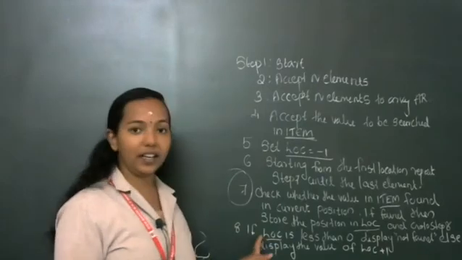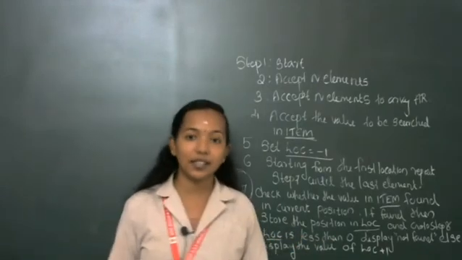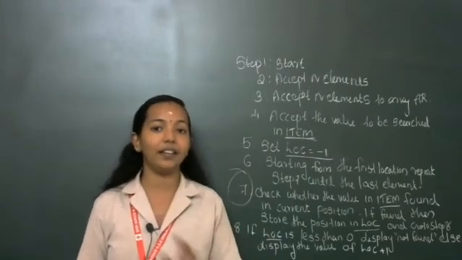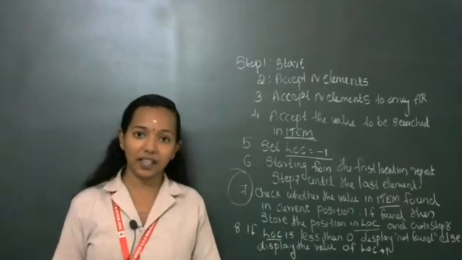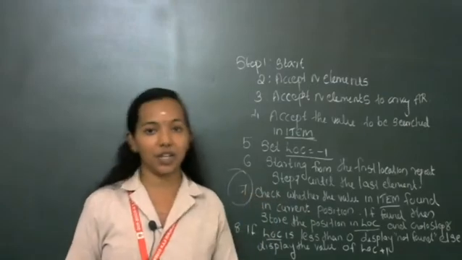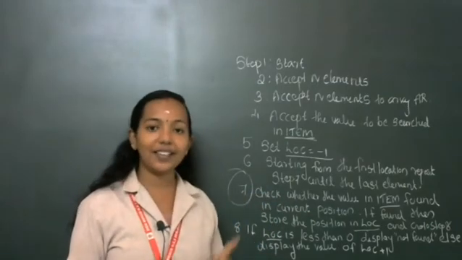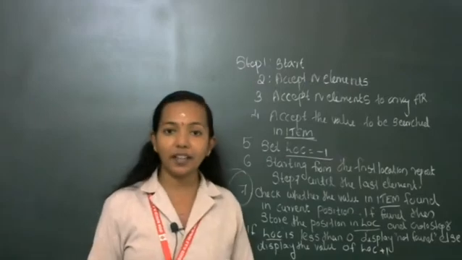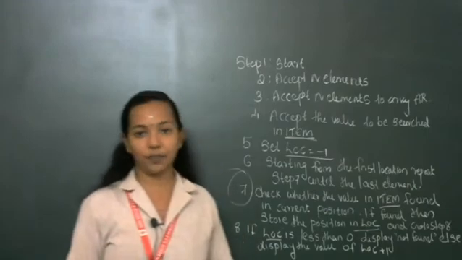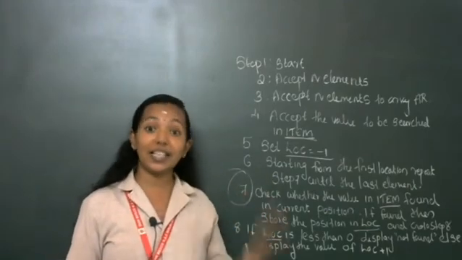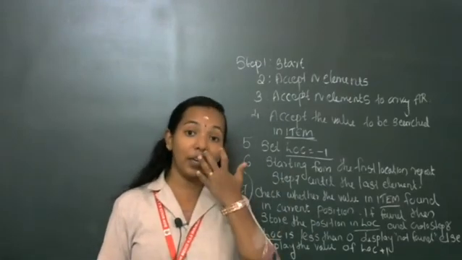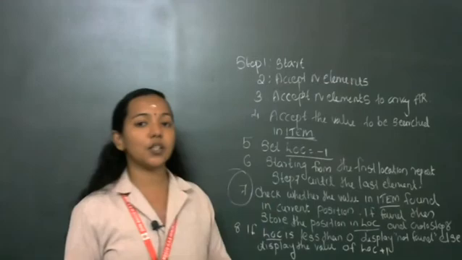So that is the last condition. If LOC is less than 0, then display not found, because the element was not present in the array. If the element is present, then definitely we will change the value of LOC to its position. But if it is not changed, that indicates the item was not present in the array AR, which leads to an unsuccessful search. If the value of LOC is less than 0, that means unsuccessful. If it is greater than or equal to 0, then it is a successful search.